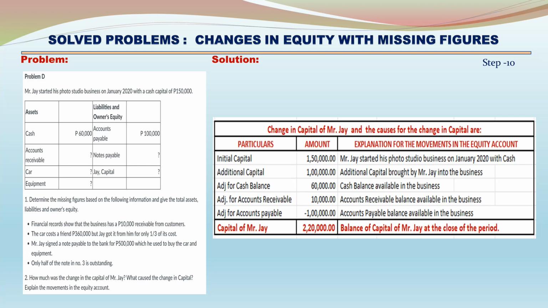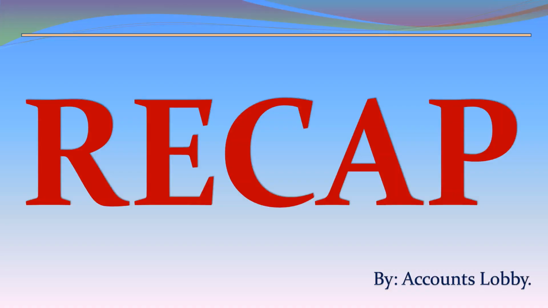Adjustment for accounts receivable. Accounts receivable balance is 10,000. Adjustment of accounts payable minus 100,000. Total capital of Mr. J 220,000. Recap.